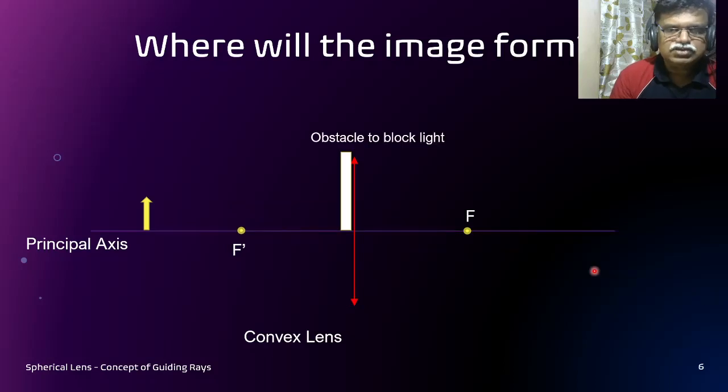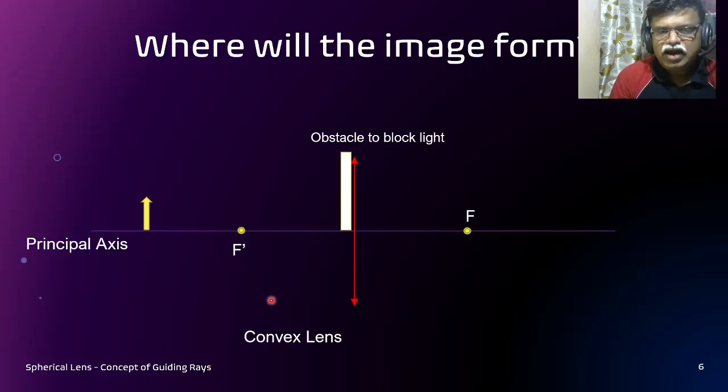Suppose the question comes that you block half of this particular lens, and this blocking obstacle is opaque, which means it is not going to allow the light to pass. Now the question is where the image will form. Will the image be formed at the same place, or will the image not form?